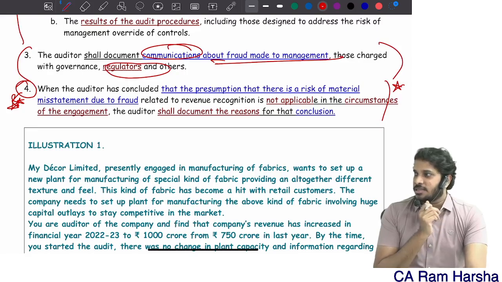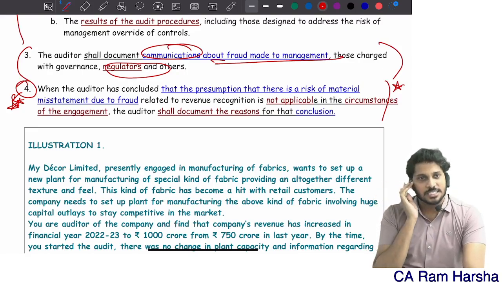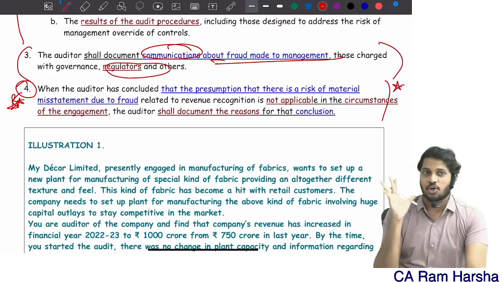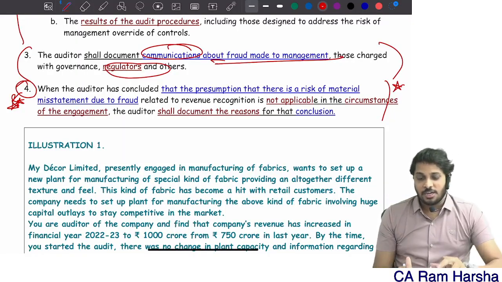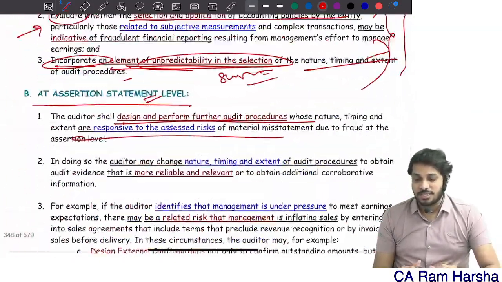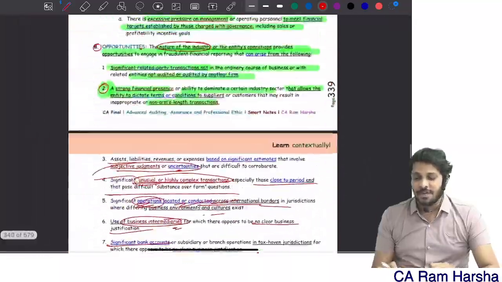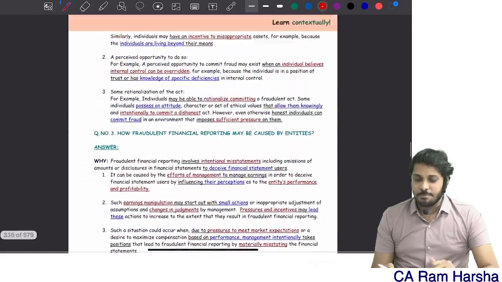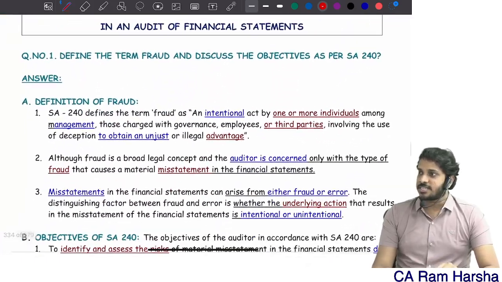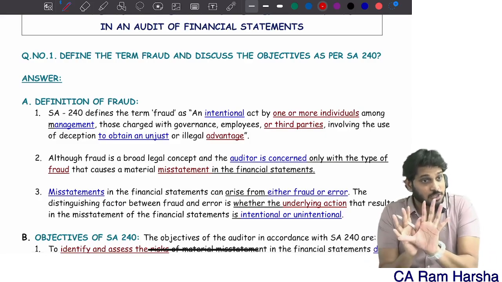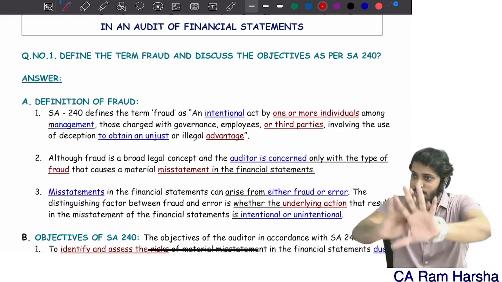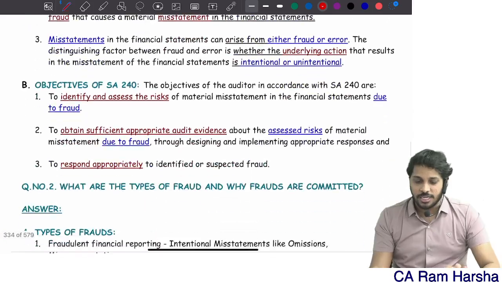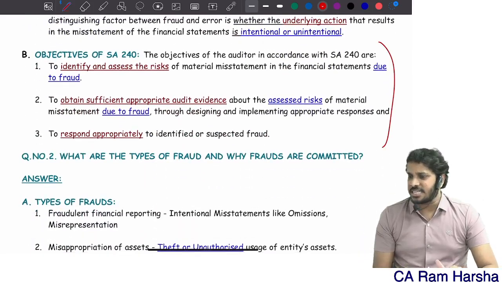Actually, this particular standard is so lengthy, but not that complex. You're getting it? Now look at the structure of the standard once, before we proceed to the next part. First, they discussed the meaning of fraud, correct? They're explaining so neatly that you can understand the standard. What is a fraud? What is the standard asking?